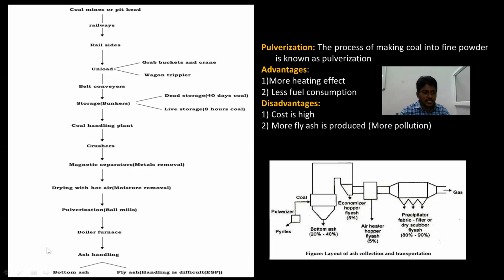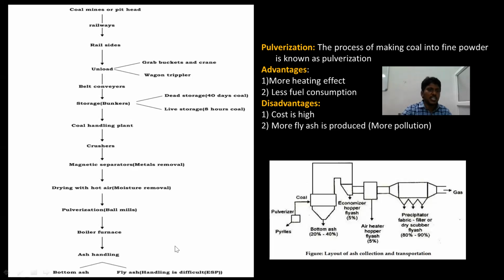The fly ash will deposit in our respiratory organs, and that will lead to severe health damage. Still, pulverization gives a lot of advantages. So we do pulverization, but we remove the fly ash in the electrostatic precipitator. And in the final stage, after pulverization, we send the coal to the boiler furnace.